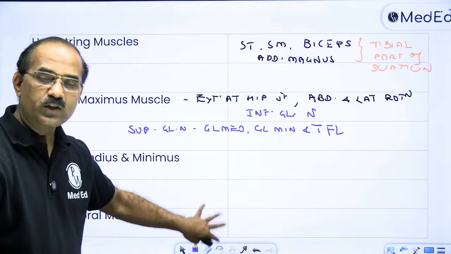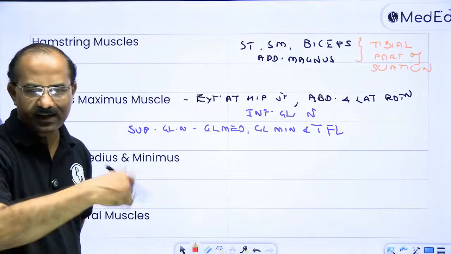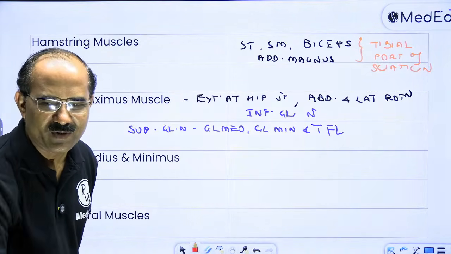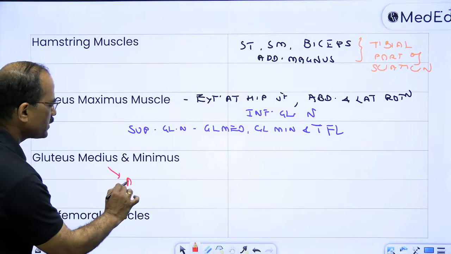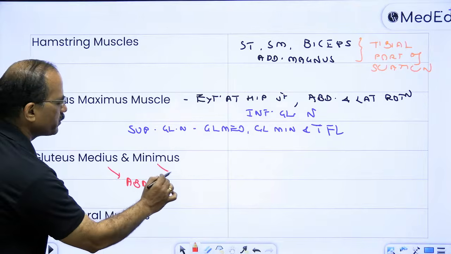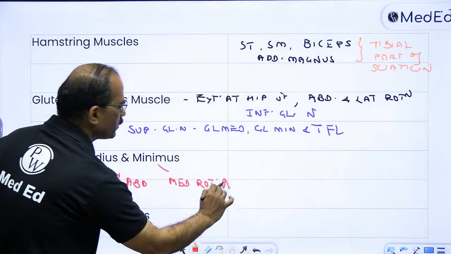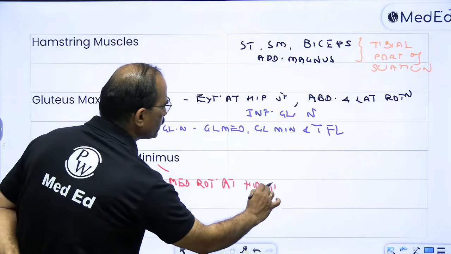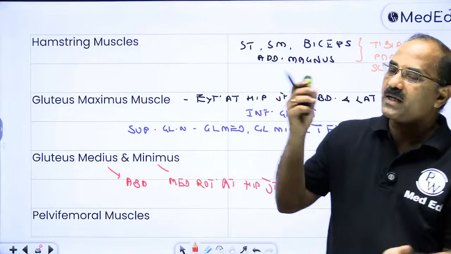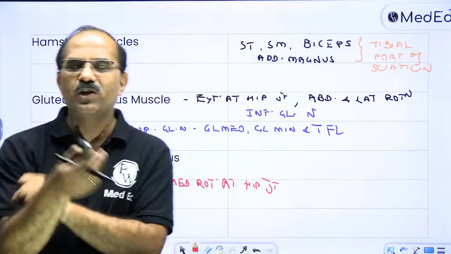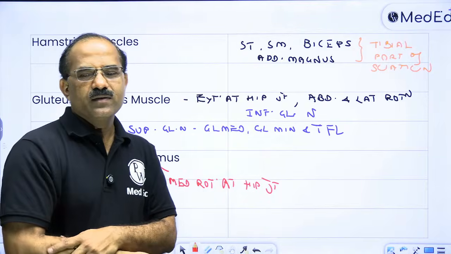What is the main action of gluteus medius and minimus? Yes, specialist was giving the answer. Yes, yes, superior not inferior. Sorry, sorry, sorry. So for gluteus medius, the main action is abduction. For gluteus minimus, the main action is medial rotation at the hip joint. At the hip joint. Remember this. So the main action of gluteus medius is abduction. The main action of minimus is medial rotation at the hip joint. Fine.